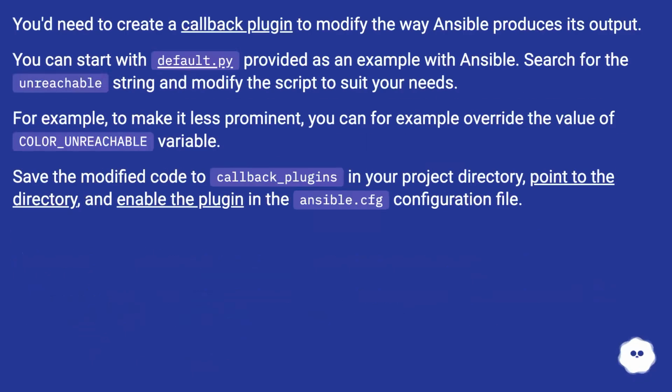You'd need to create a callback plugin to modify the way Ansible produces its output. You can start with default.py provided as an example with Ansible. Search for the unreachable string and modify the script to suit your needs. For example, to make it less prominent, you can override the value of the color_unreachable variable. Save the modified code to callback_plugins in your project directory, point to the directory, and enable the plugin in the ansible.cfg configuration file.